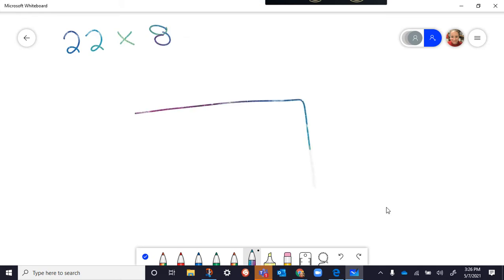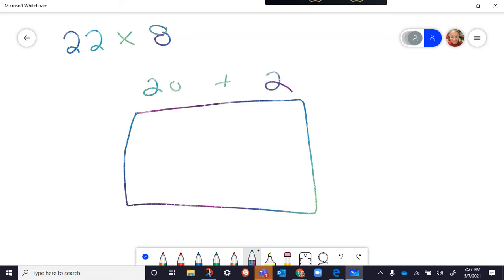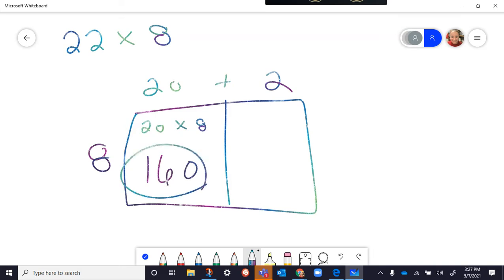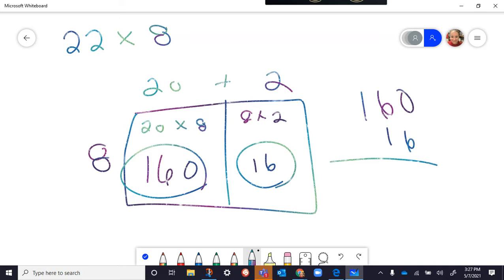So you can break down this 22 into 20 plus 2, times 8. And when you make your boxes, you should have it set up like this where you've broken down that 22. Then we're going to multiply the 20 times 8. 2 times 8 is 16 with 1 zero, so 160. And then 8 times 2 is 16. When you add those together, 160 and 16, you get 176.